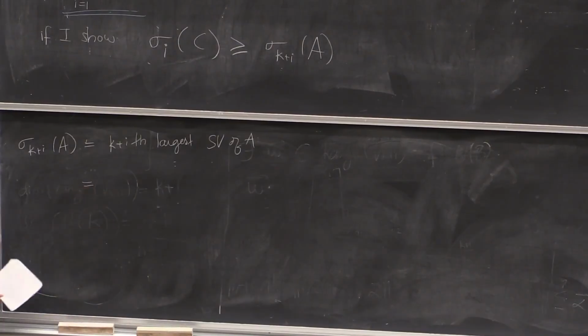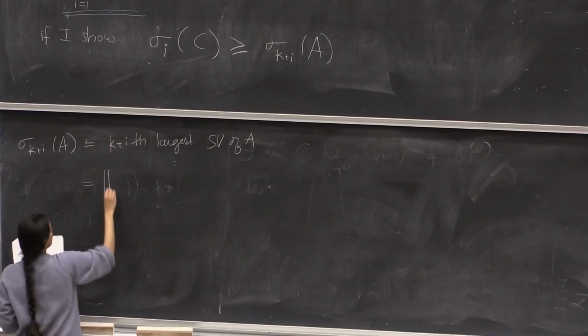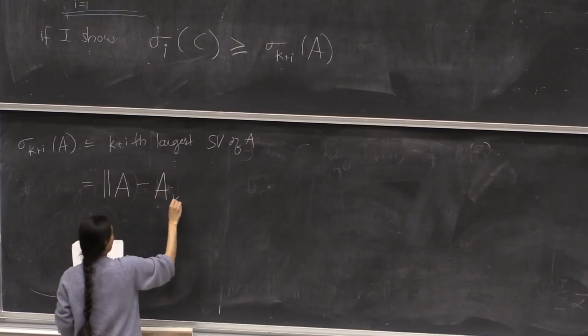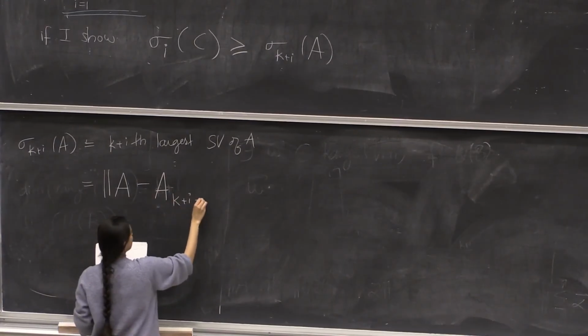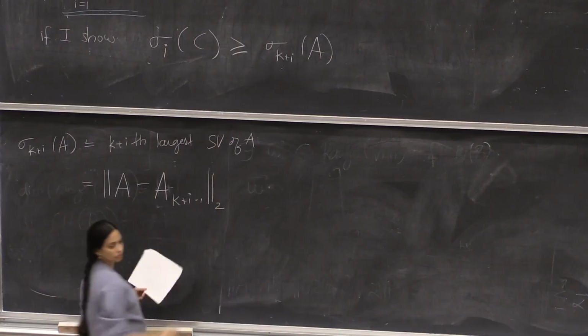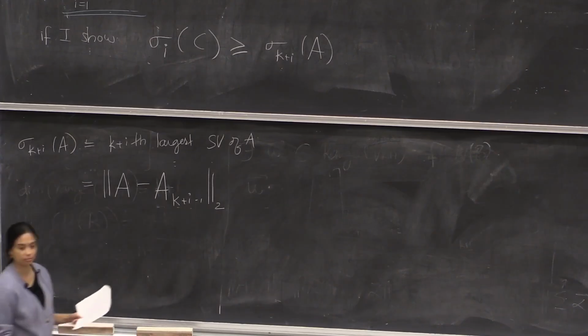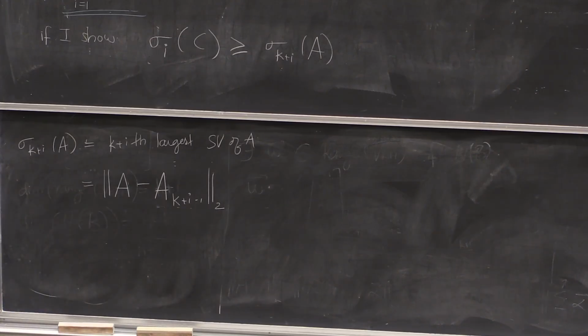But I really want to think about this as the 2 norm of A minus A_{k+i-1}. If I was to try and do this best 2 norm approximation, I want to find the best k plus i minus 1th approximation. How could I do that? And what will that be? That's going to give me exactly this.